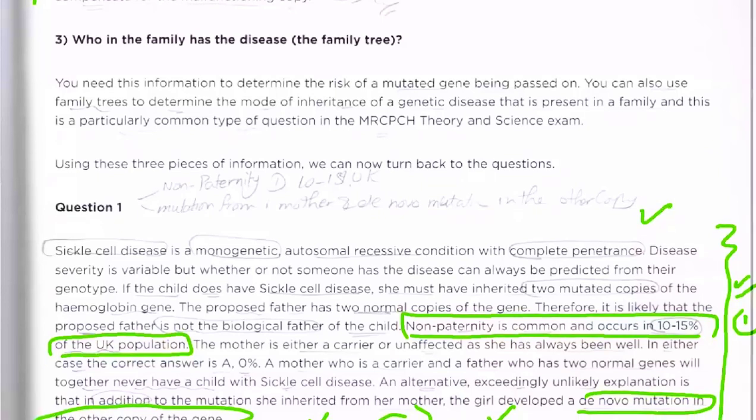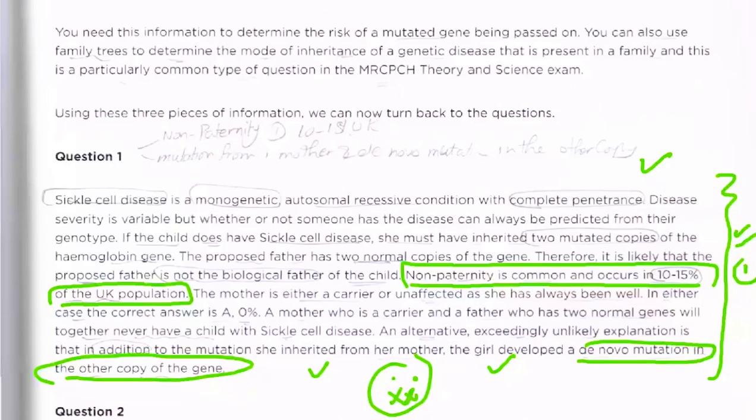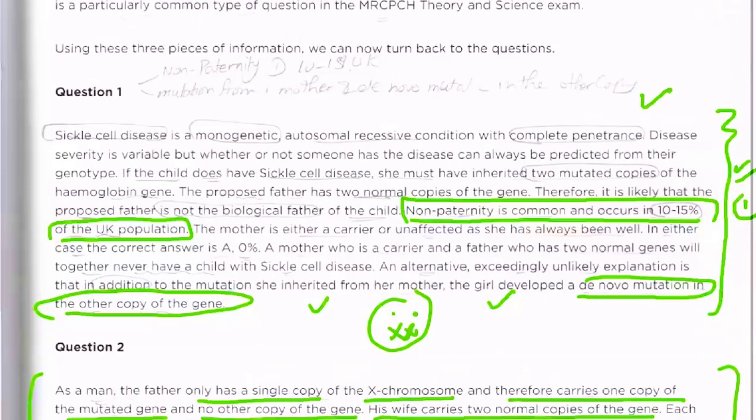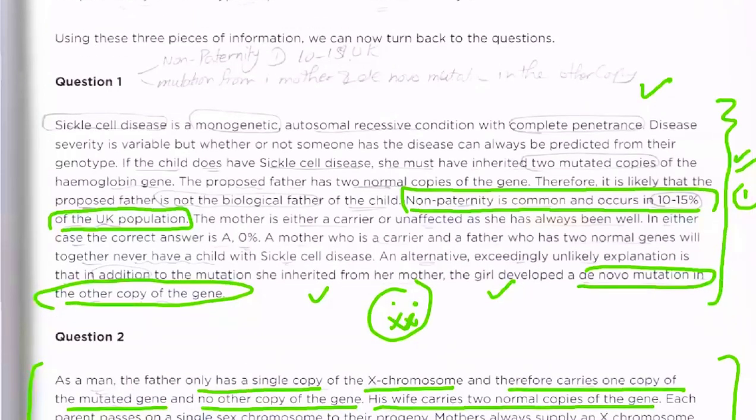Right. Now see here in question 2. As a man, the father has only a single copy of the X chromosome and therefore carries one copy of the mutated gene and no other copy of the gene. His wife carries two normal copies of the gene. Each parent passes a single chromosome to their progeny. Mother always supplies the X chromosome. The sex of the offspring will tell you the sex chromosome the father has supplied.